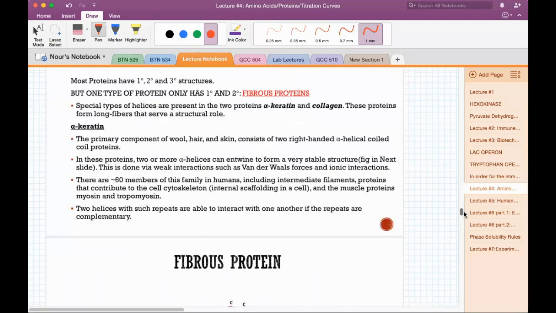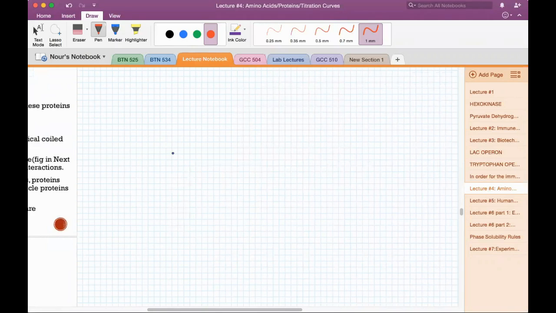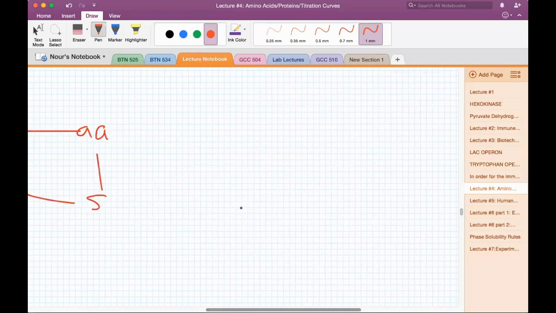What else is there? Okay, tertiary structure is a little bit different from secondary structure. A disulfide bond is an example of a tertiary structure. It's between the side chains. So you have an amino acid whose side chain contains sulfur, which is cysteine. This is a disulfide bond. That's an example.